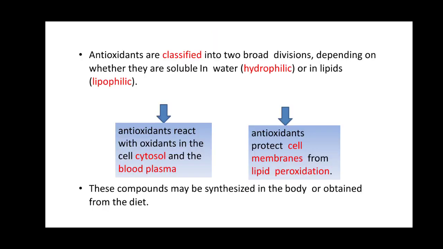These antioxidants are classified into two broad divisions, depending on their solubility in water as hydrophilic and in lipid as lipophilic. The antioxidants that react with oxidants in the cell cytosol and the blood plasma are hydrophilic, whereas the antioxidants that protect cell membranes from lipid peroxidation come under lipophilic. These compounds may be synthesized in the body or obtained from the diet.